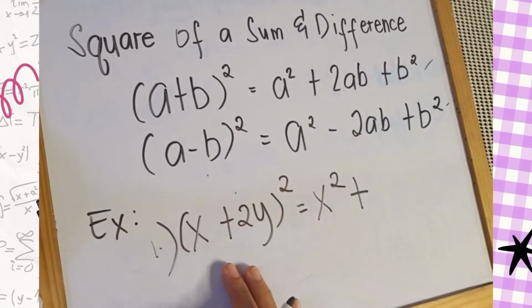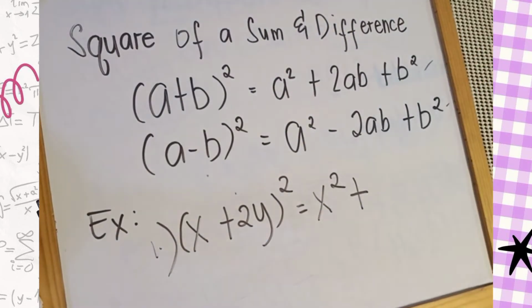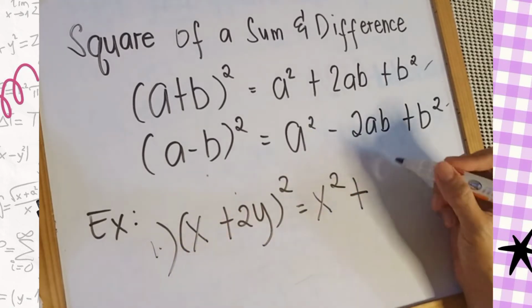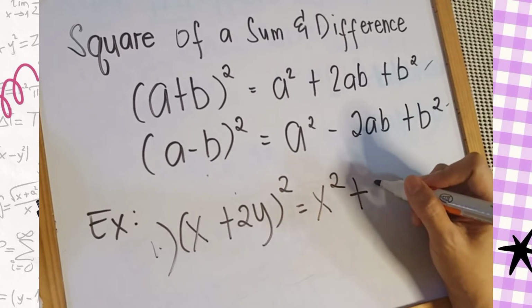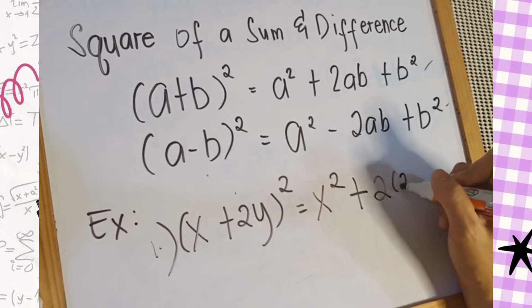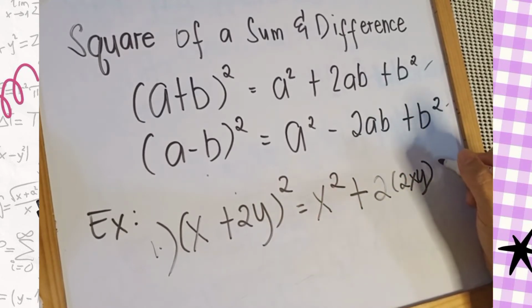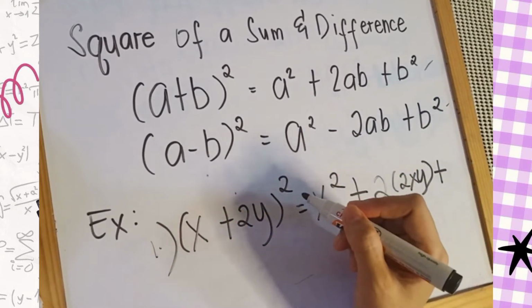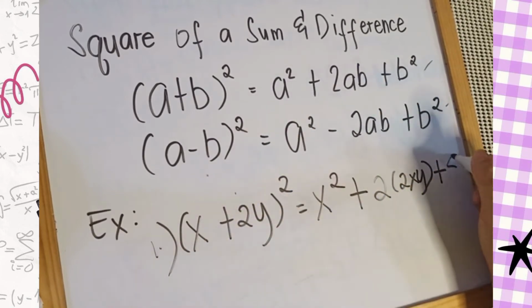since our sign here is positive, the second term is twice the product of the first and last term. So let's get the product first of x and 2y. That will be 2xy. So twice the product of, 2xy. That will be our second term. And then plus the square of the last term. So what is the square of the last term? 2 squared, that is 4. Y squared, that is simply y squared.